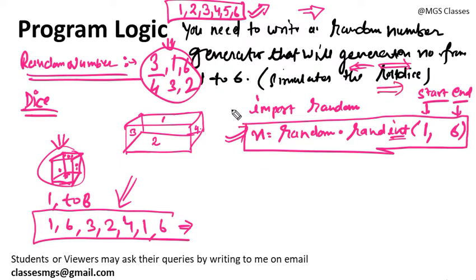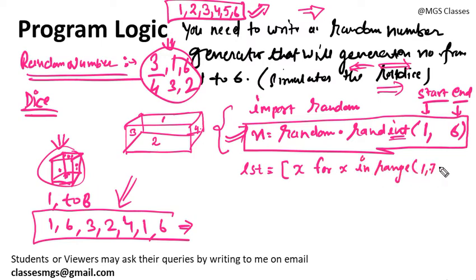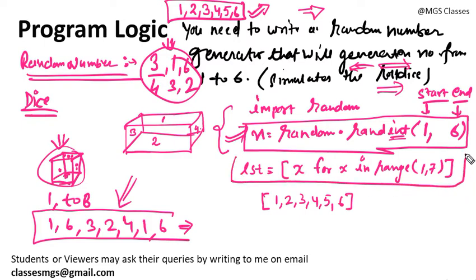You may use another way to solve the same problem. You need to create a list of 6 numbers, and you may create it using this code: x for x in range 1 to 7. This is list comprehension code that will generate the numbers. The list looks like this: 1, 2, 3, 4, 5, 6.